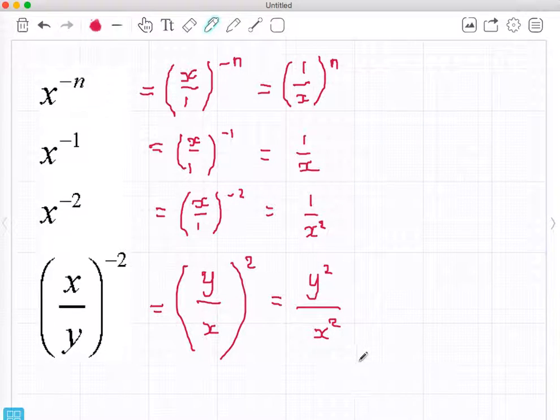Okay, pause the video and make a note of those rules. We're going to look at the fraction rules next and then do some questions.